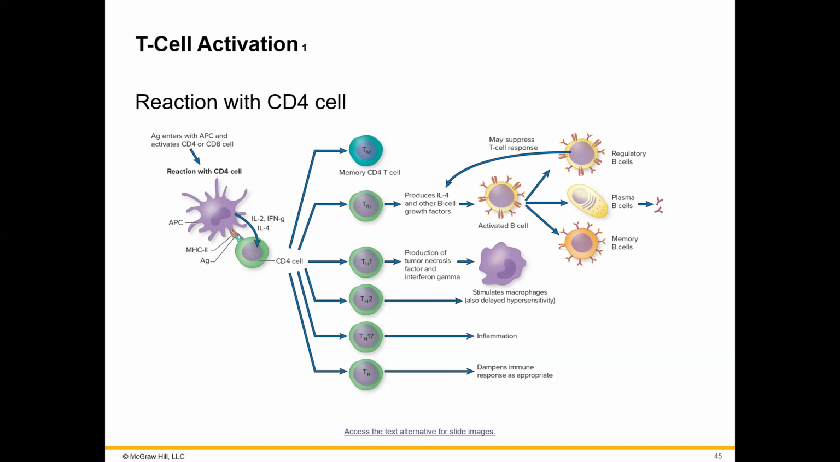T regulatory cells are broadly in the Th class because they also carry CD4 markers, but they're usually put in their own category. They act to control the inflammatory process, to prevent autoimmunity, and to make sure the immune response doesn't inappropriately target normal biota.